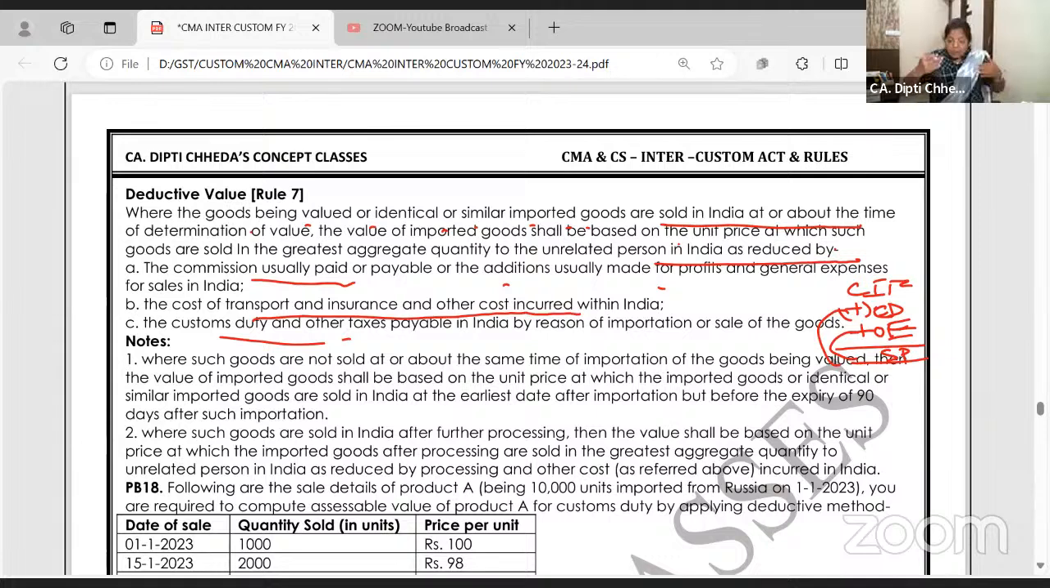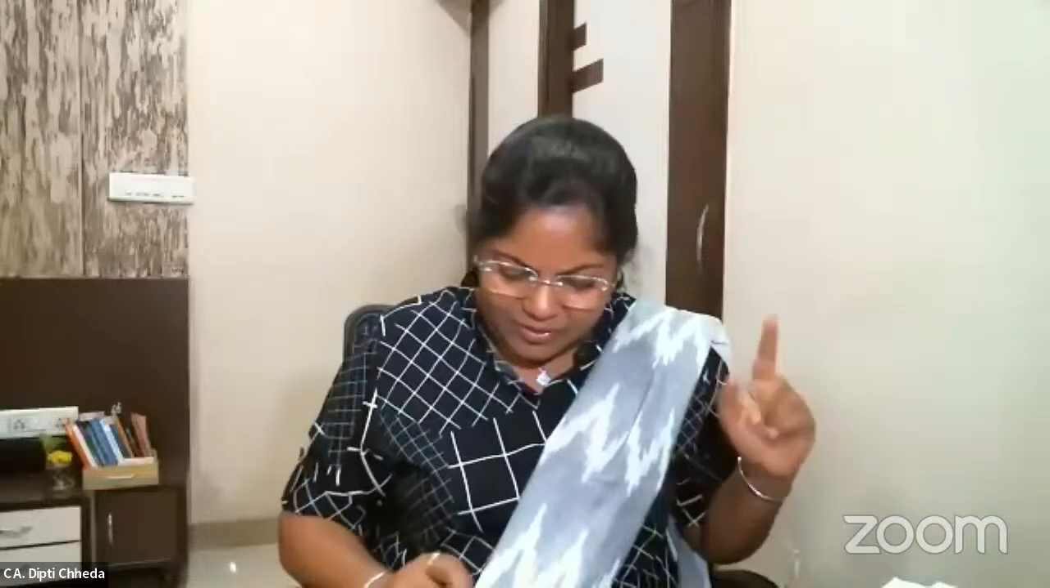So minus this. In India, whatever expense you have incurred, minus. In India, whatever duty you have paid, minus. In India, from the port till the factory, whatever additional insurance, minus, and you will get the CIF charge. Up to down or down to up. Clear to all of you? In 2 minutes it will be very clear.